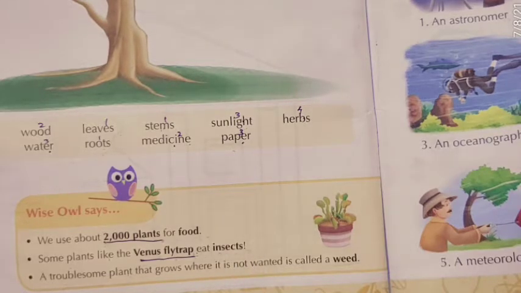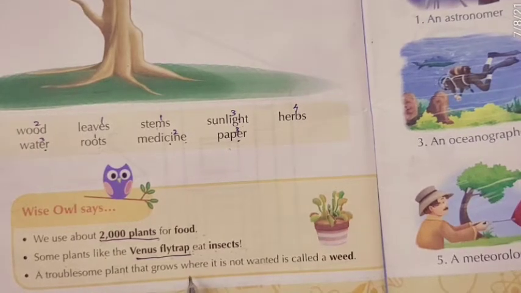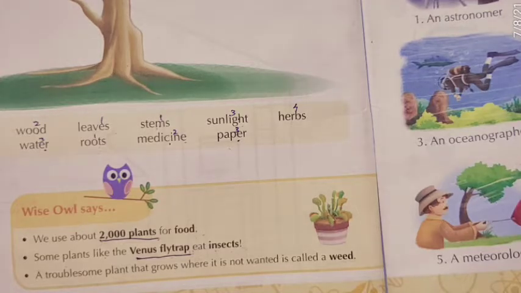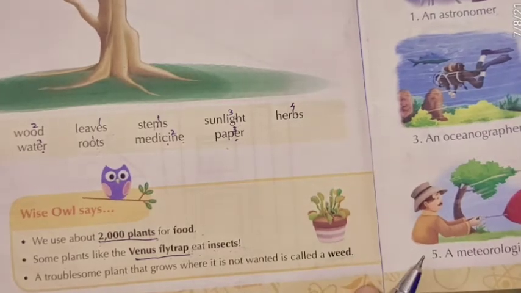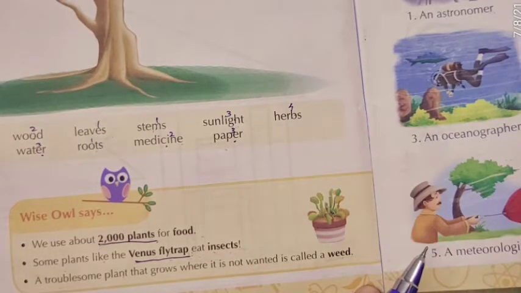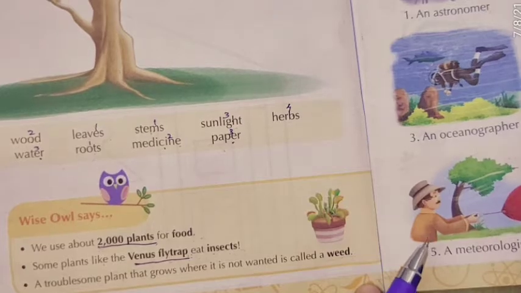The last one is about troublesome plants. A plant that grows where it is not wanted is called a weed. Weed means troublesome plant. Troublesome plants means unwanted plants, useless plants. For example, grass.